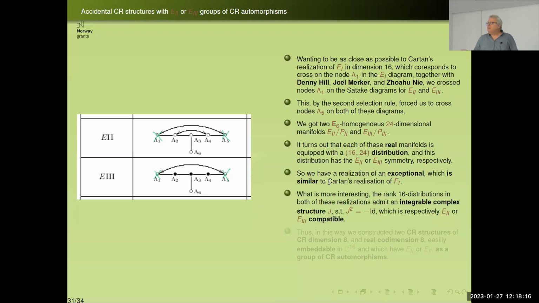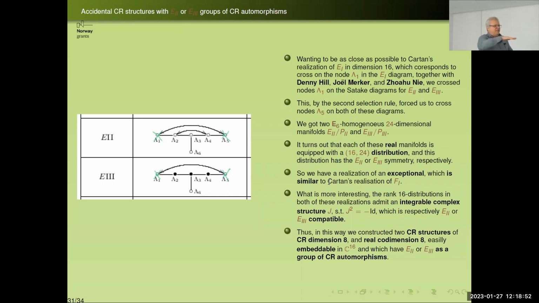But actually, if one looks at this distribution, there is something more. This structure is so rich that on this distribution is naturally defined an integrable complex structure, compatible with this E6 symmetry. Again, it is given by construction. So actually what we have here is that in this way we constructed two CR structures of codimension 8 in dimension 24.